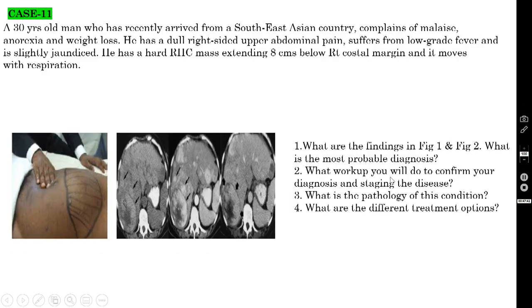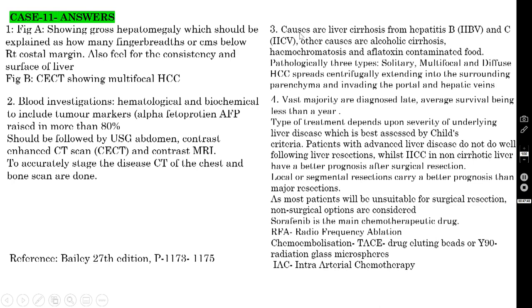What is the pathology of this condition? The causes are liver cirrhosis from hepatitis B and hepatitis C. Other causes are alcoholic cirrhosis, hemochromatosis, and aflatoxin contaminated food. Pathologically, there are three types: solitary hepatocellular carcinoma, multifocal, and diffuse hepatocellular carcinoma. This hepatocellular carcinoma spreads centrifugally, extending into the surrounding parenchyma and invading the portal and hepatic veins.